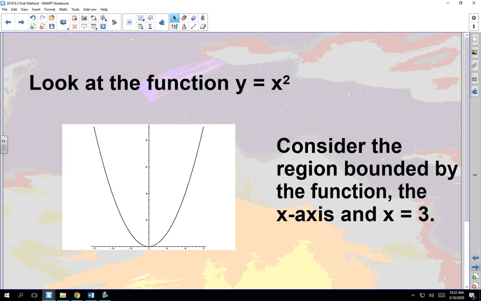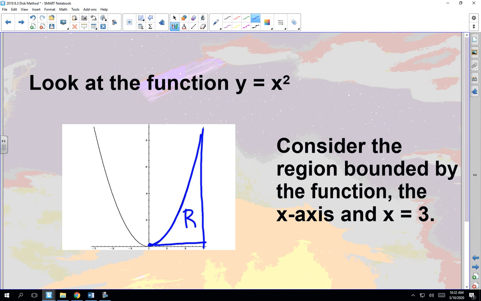So here's the premise behind this. Look at the function. This is just a simple y equals x squared. Consider the region bounded by the function, the x-axis, and x equals 3. So we have this region right here. You can just watch this. You don't need to write anything down yet. So we have this region bounded by those 3 things. There's the region.